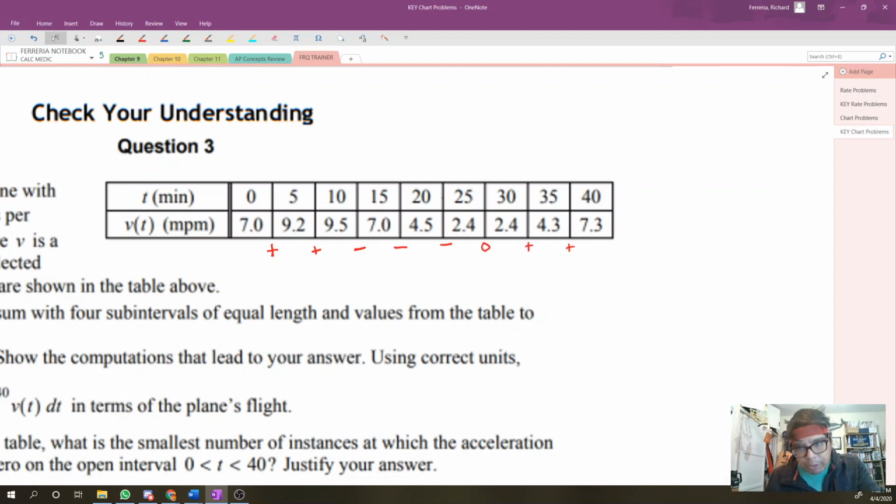So something really interesting happened here. We had a place where the change in velocity was actually 0. So let's count how many places do we see a change in velocity. Well, here's one place between here and here. And then here's a place where the velocity has to be 0.